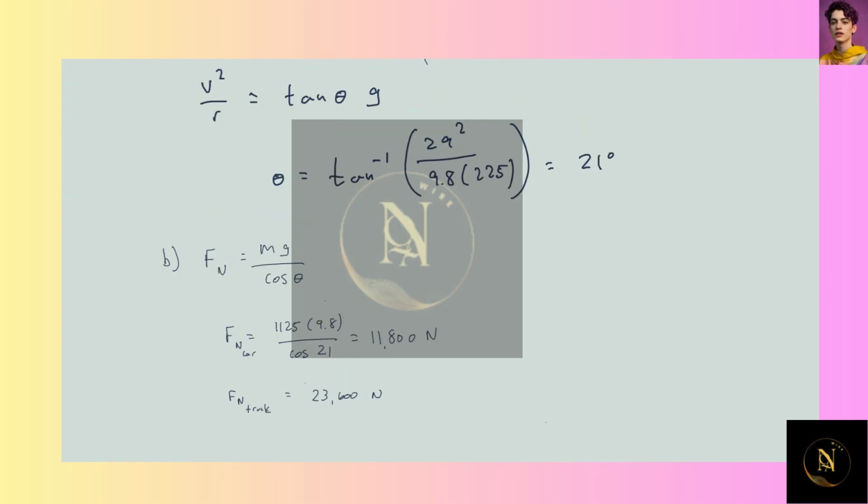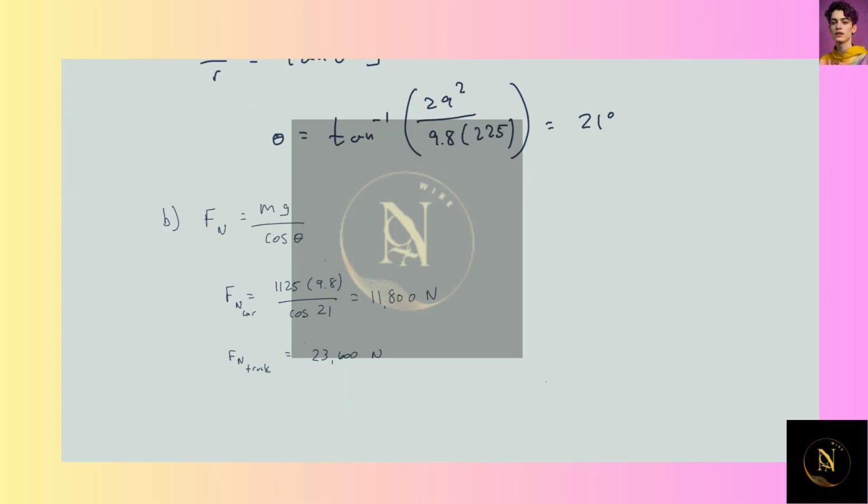However, as long as the road is made out of sturdy material, the angle that it's set out at, 21 degrees, is going to be able to maintain the circular motion for any vehicle of any mass, as long as they're going 65 miles per hour.